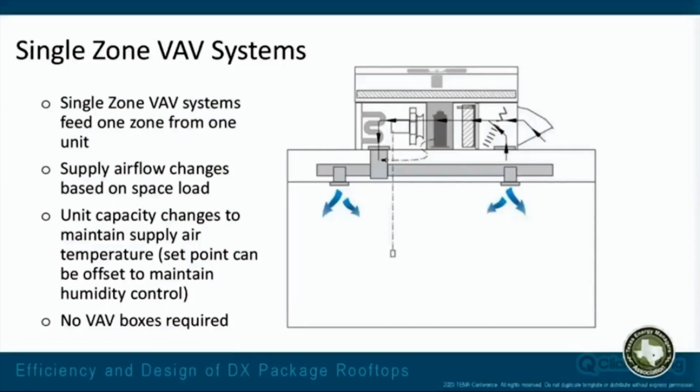So now we're going to slow the fan down. So we're going to put a VFD on the supply fan or an EC motor and adjust the fan speed based on that space condition. Your unit capacity then will change to maintain a supply air temperature. And so now our supply air temperature is a set point, not an output just based on whatever CFM we're at. We're going to control that with the compressor. So we're going to have some type of a variable capacity compressor in order to make that work. And like I said before, there's no VAV boxes required for this system now, so we don't have that control.